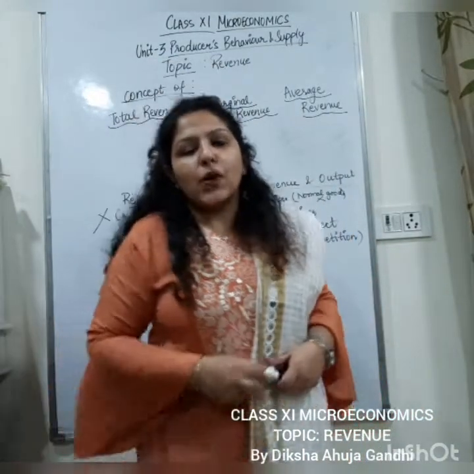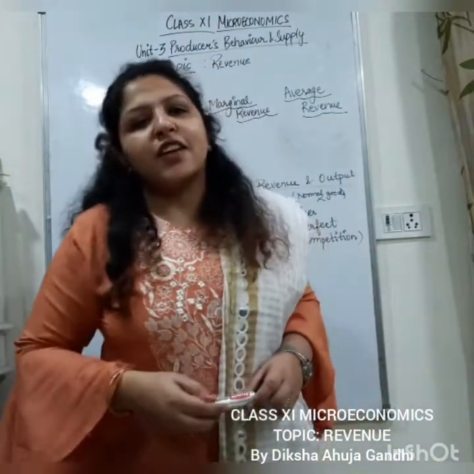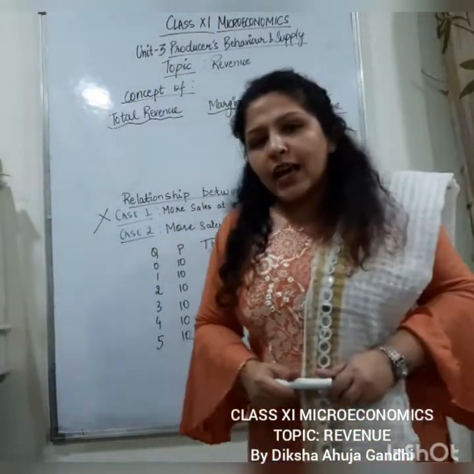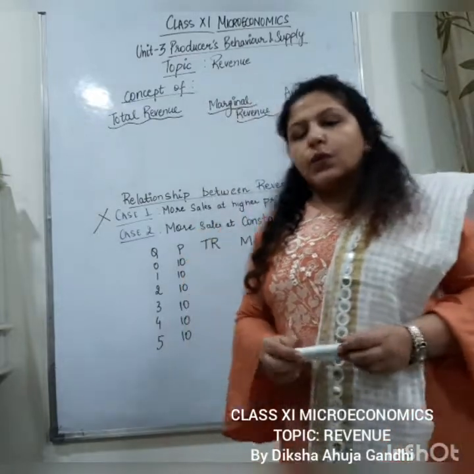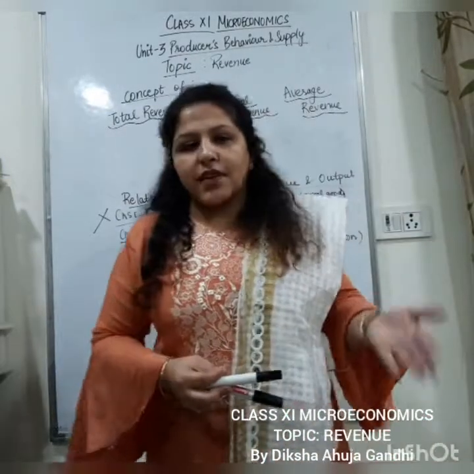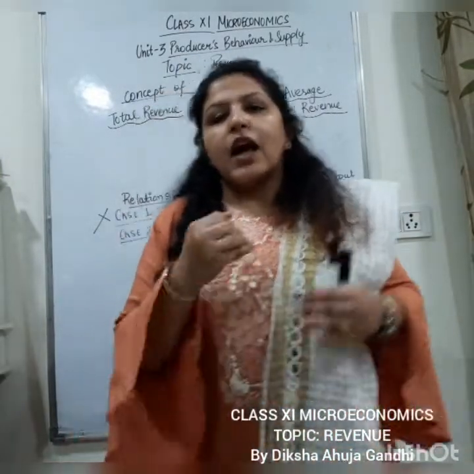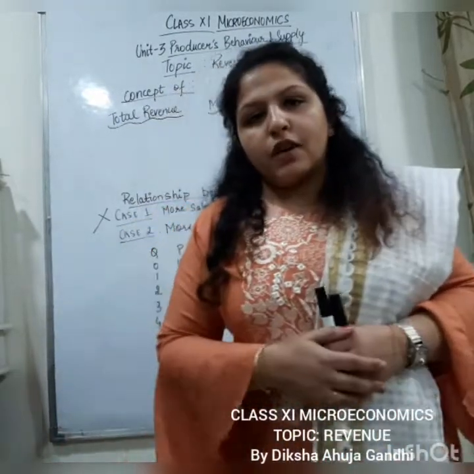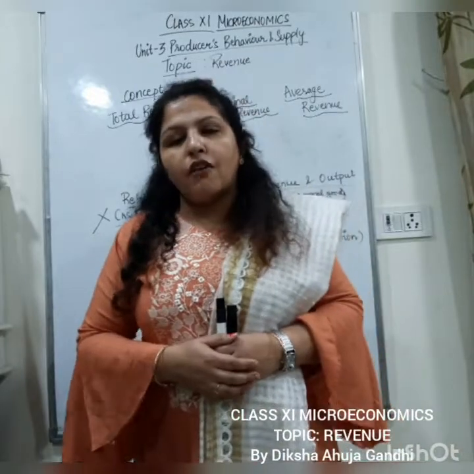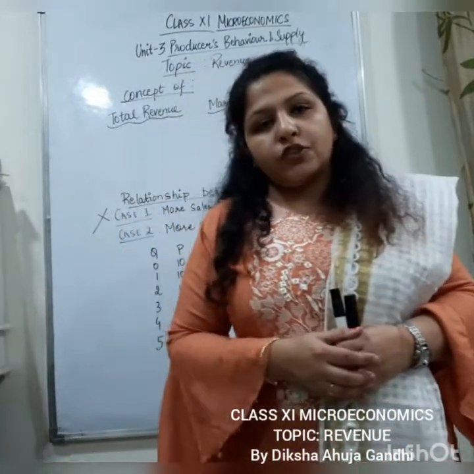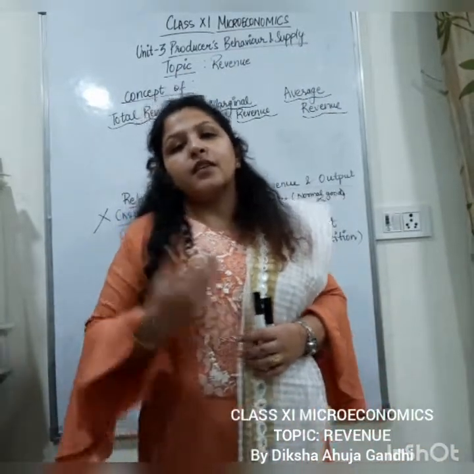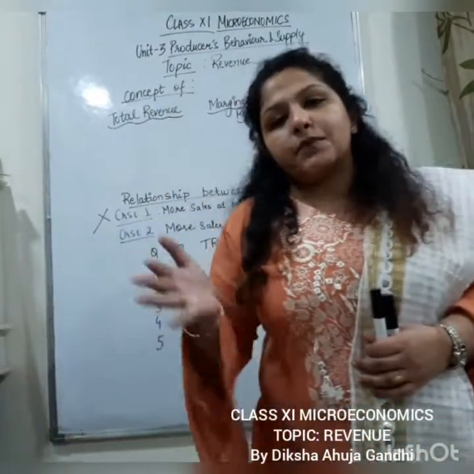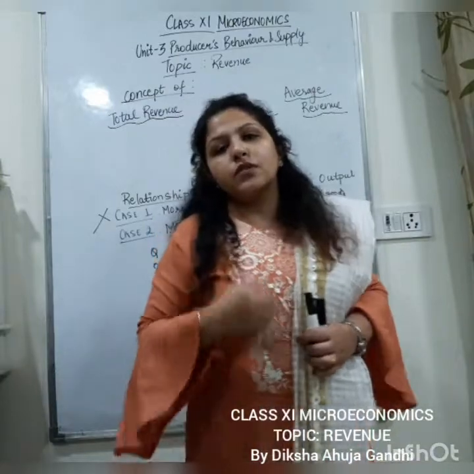So, in this video, I have come up with Class 11th Economics, Microeconomics, Unit 3, Producers' Behavior and Supply, and the topic Revenue. In my previous videos, I made you understand how a producer behaves while doing the production, the law of diminishing marginal utility. After that, we started the law of variable proportion in the production part. Then we studied the cost aspect, how the cost is calculated. There are 7 types of cost. Now it's our turn to know the selling part.